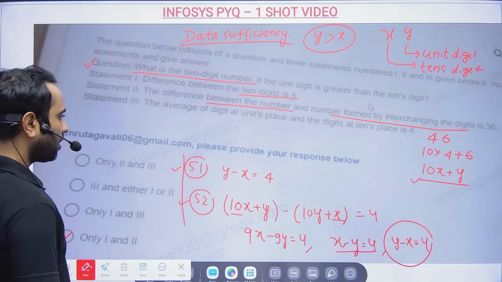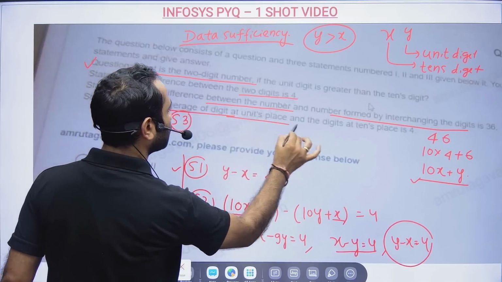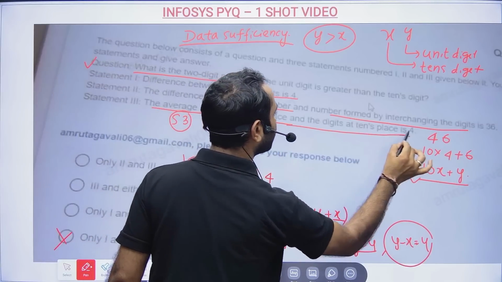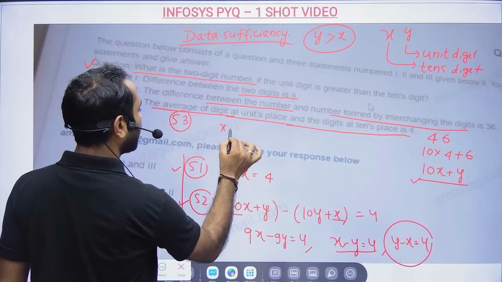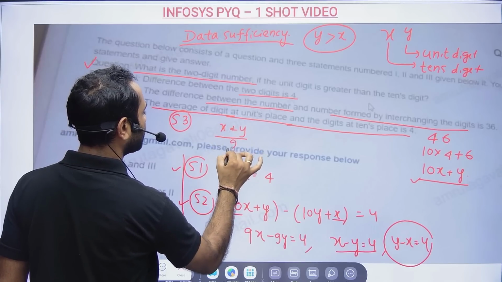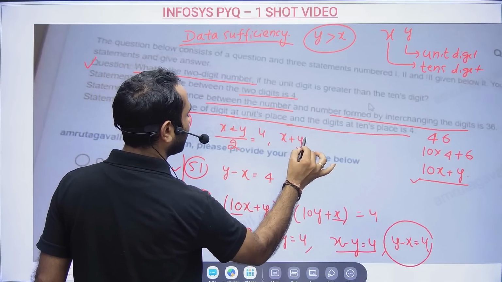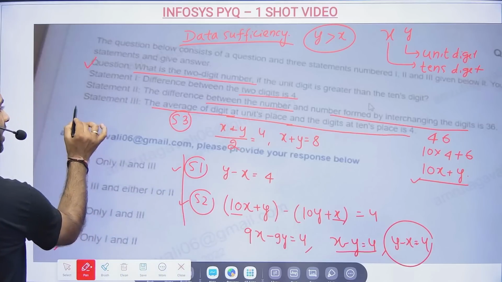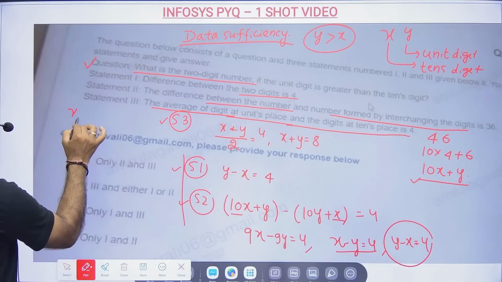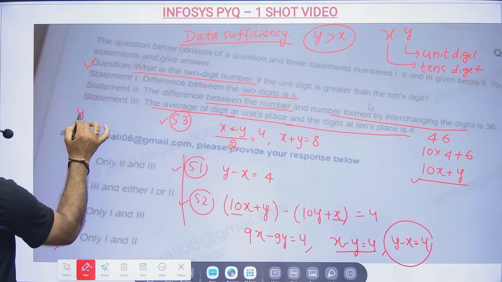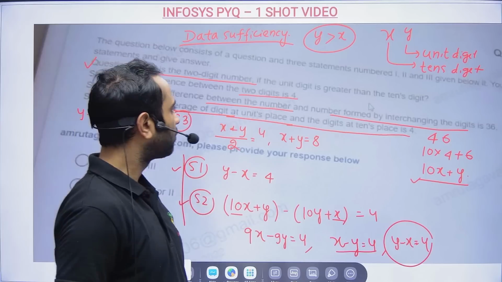Now statement 3, what is it telling? The average of the digits at the unit place and the digits at the 10th place is 4. So here average is x plus y divided by 2, which is equal to 4. So x plus y we are getting 8. Now friends, the third equation also is not giving you what the 2-digit number is. So what I will do, x plus y, or you write y plus x is equal to 8.